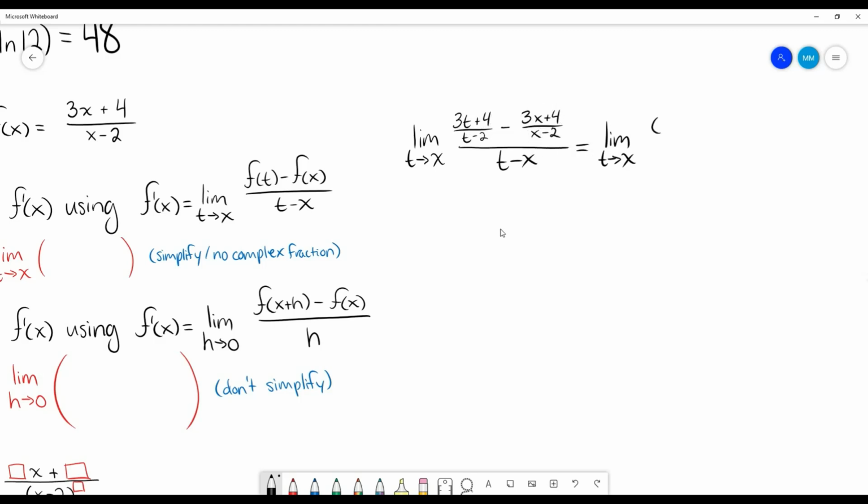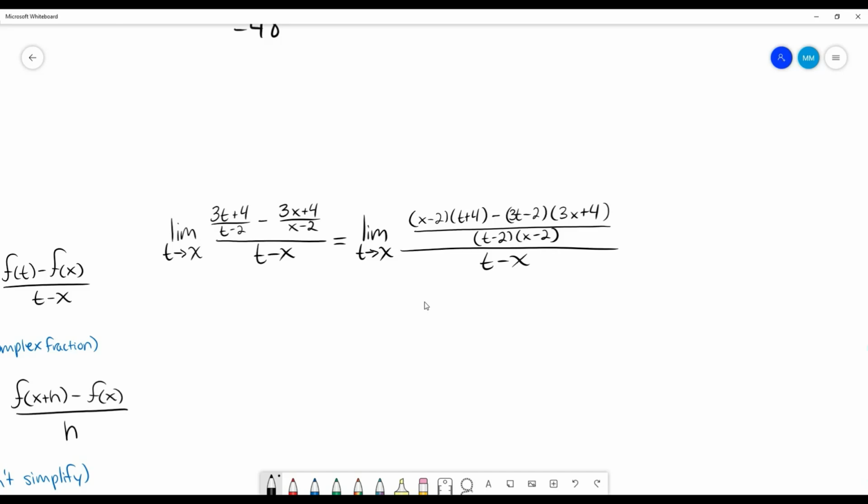So let's see, we get x minus 2 times t plus 4 minus, we're going to get t minus 2 times 3x plus 4. Oh, there should be a 3 here. And then that's all going to be over common denominator, so we're multiplying those together, t minus 2 times x minus 2. And then that's all over t minus x. We've done this a lot, although this one's a little bit trickier now because there's just more happening. And what we're going to do is FOIL these out and then combine any like terms.